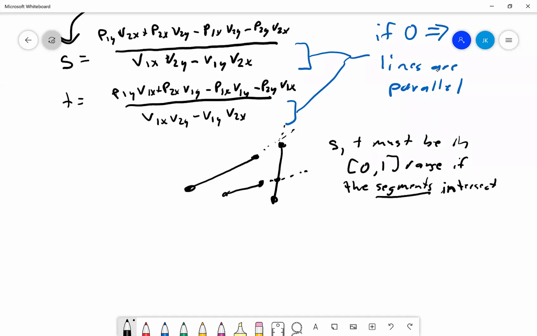Okay, so we have to have them both in that range if we're going to have intersecting line segments as opposed to the infinite line. Okay, so that's an example of what you can do there. There are other things you can do.